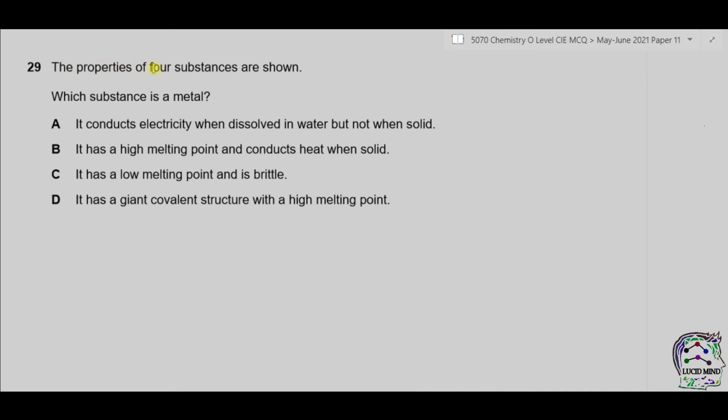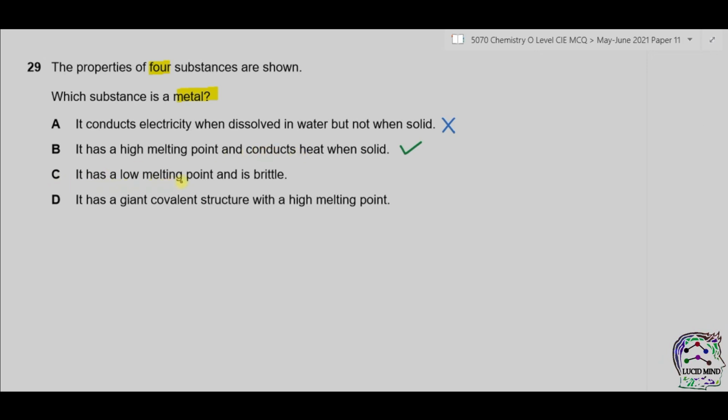Question 29. The properties of 4 substances are shown. Which substance is a metal? Part A, it conducts electricity when dissolved in water but not when solid. Now a metal is a good conductor in solid form, so this statement is wrong as metals have free electrons present. Part B, it has a high melting point and conducts heat when solid. This is true for metals because in metals metallic bonding is present and the melting point is high as compared to non-metals, and due to metallic bonding they are good conductors of heat and electricity.